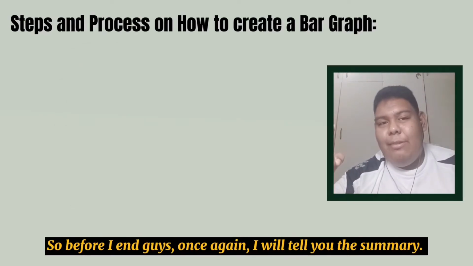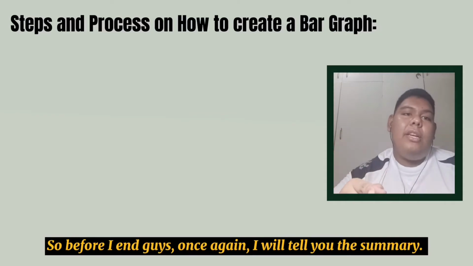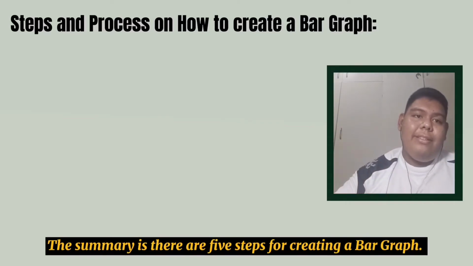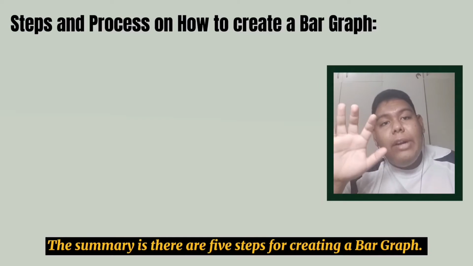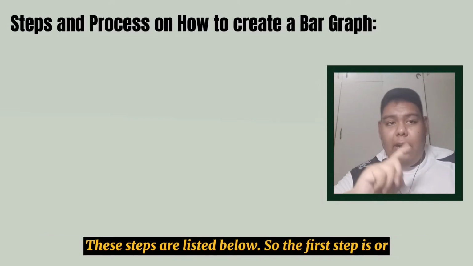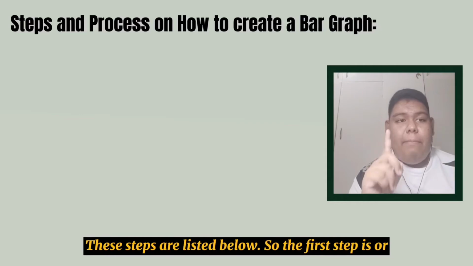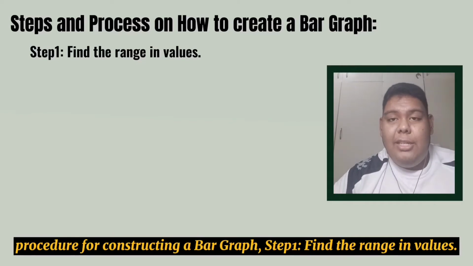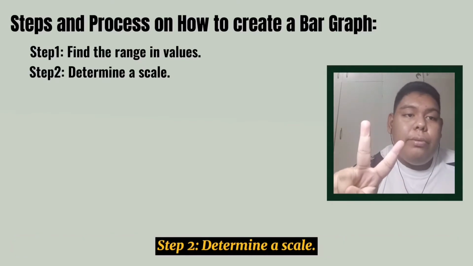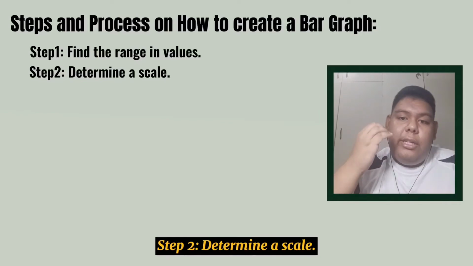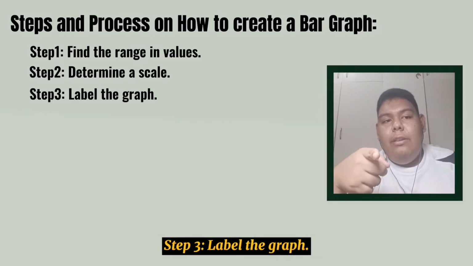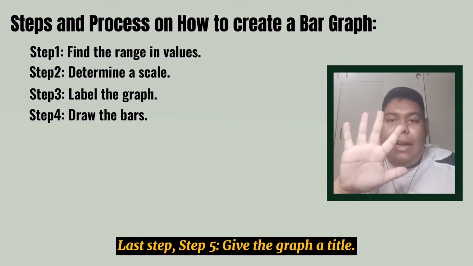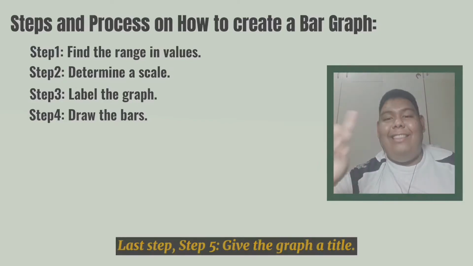So before I end, guys, once again, I will tell you the summary of the steps on how to create a bar graph. There are 5 steps for constructing a bar graph. These steps are listed below. Step 1, find the range in values. Step 2, determine a scale. Step 3, label the graph. Step 4, draw the bars. And the last step, step 5, give the graph a title.